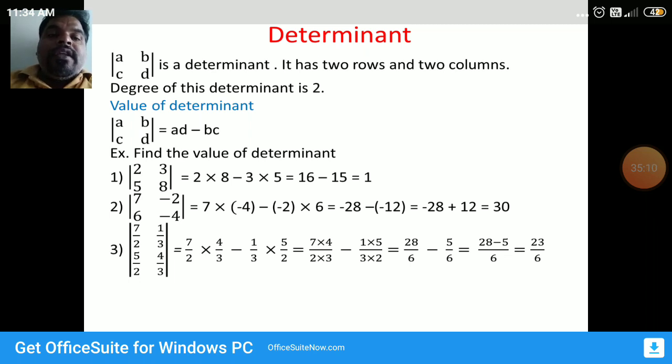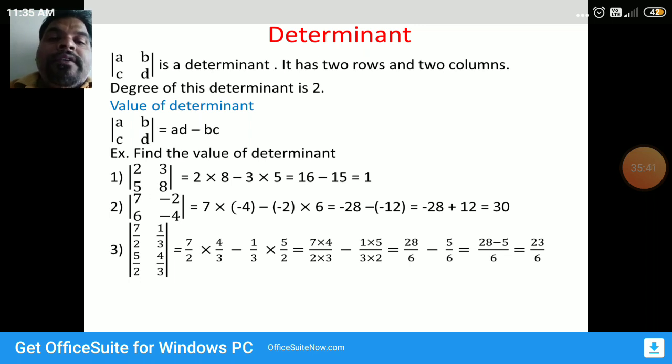Now we take some examples of how to find the value of a determinant. First determinant 2, 3, 5, 8. The value of this determinant is 2 into 8 minus 3 into 5. Now 2 into 8 is 16 and 3 into 5 is 15. Now 16 minus 15 is 1. The value of the first determinant is 1.